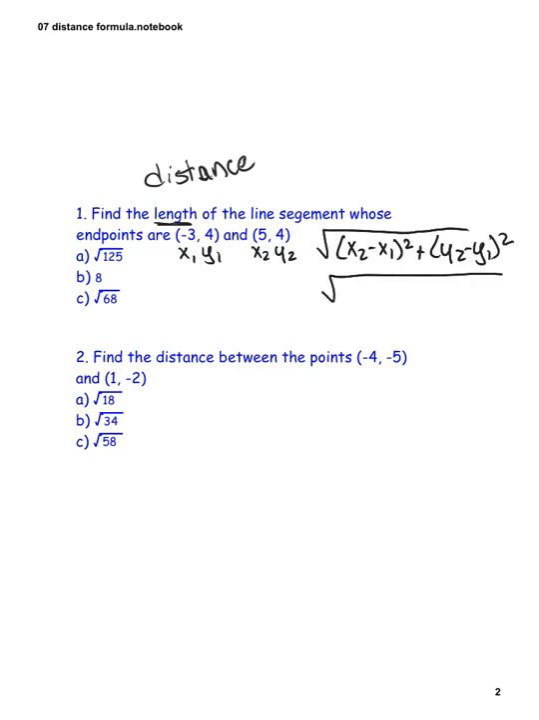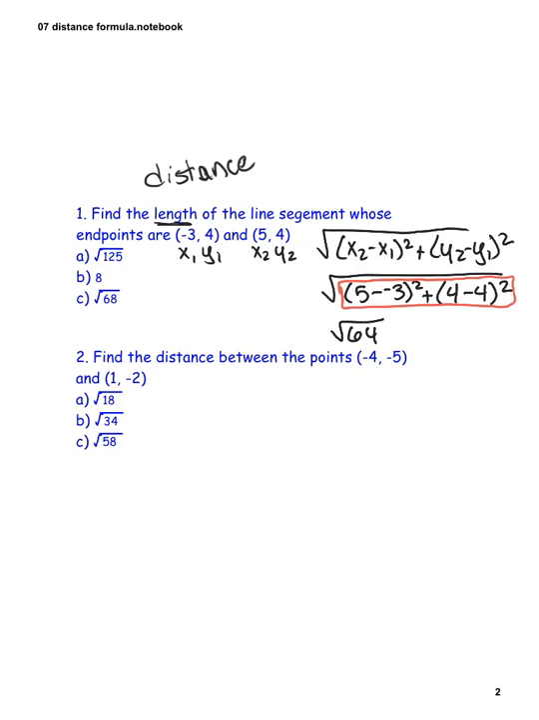We're going to plug in our values. x2 is 5, x1 is -3. y2 is 4, y1 is 4. Again, like I said in the last video, you can take this and very carefully copy it into your calculator without the square root symbol. And if you do that, you should get 64.